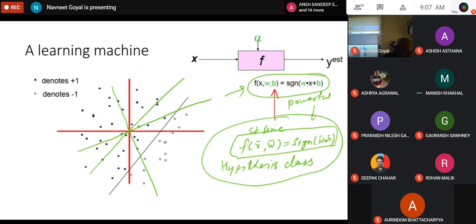Yes, sir. So I'm saying that this hypothesis class, f(w, x, b), which has 3 parameters in it, is more powerful than this one, which has 2 parameters. So this is what you need to understand. Every model that you come across, you'll have to somehow talk about its capacity.